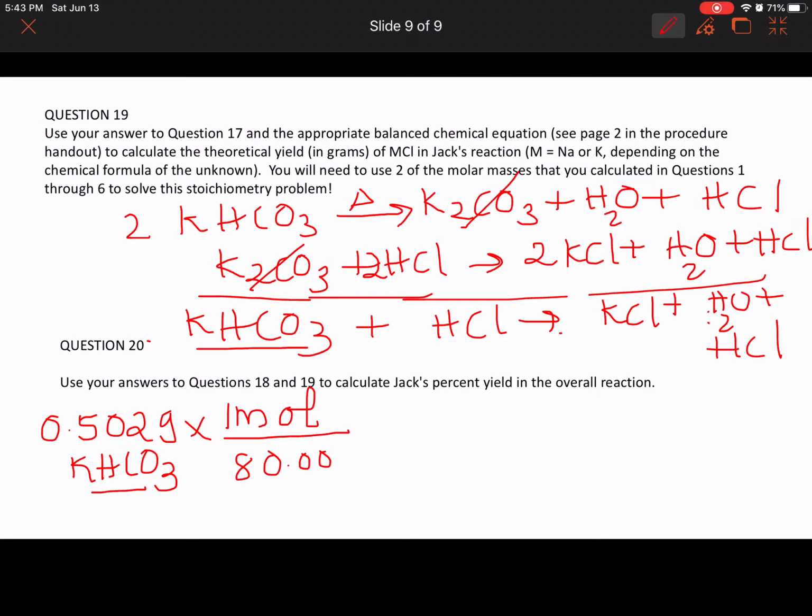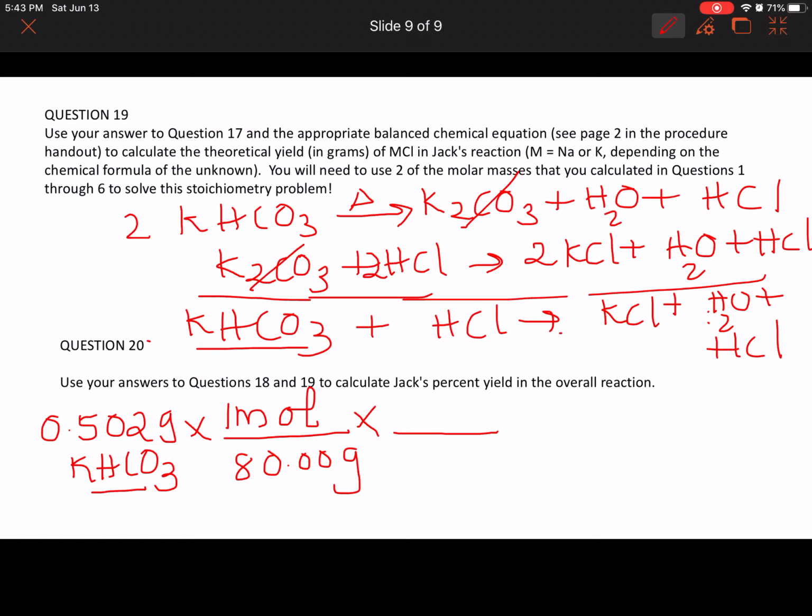Okay, potassium hydrogen carbonate. Yeah, so carbonate is 60, 61, and then yeah, it looks like 80 is good. Okay, good. In case these numbers are wrong, don't put me on the spot.